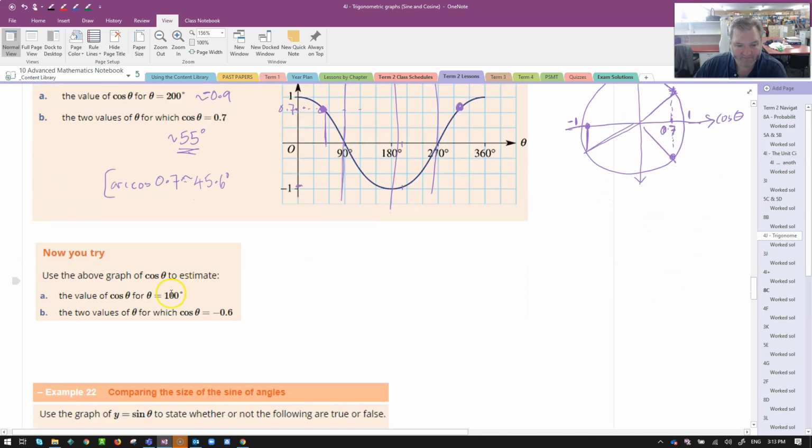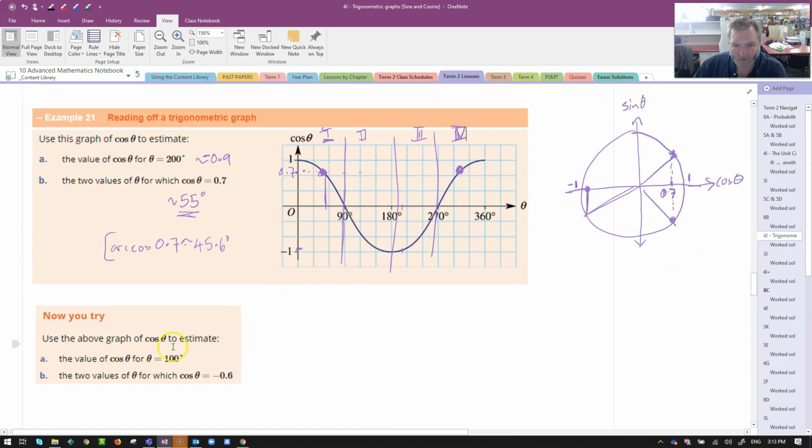There's a couple there for you to try. What do you get when you estimate the value of cosine theta if theta is 100? Go there on your calculator, have a go on your graph and have an estimate. Think about your unit circle, 100 degrees.